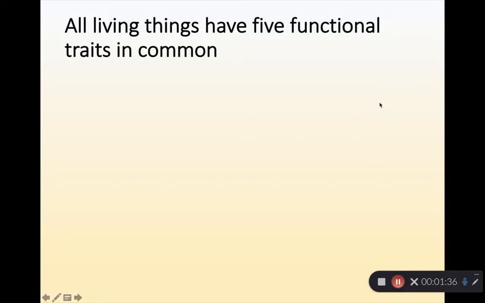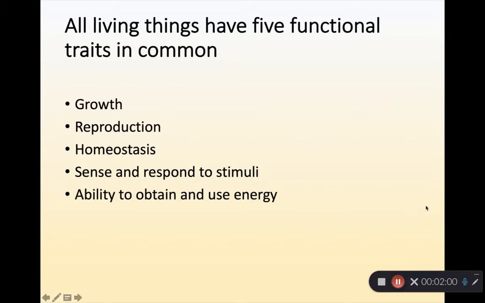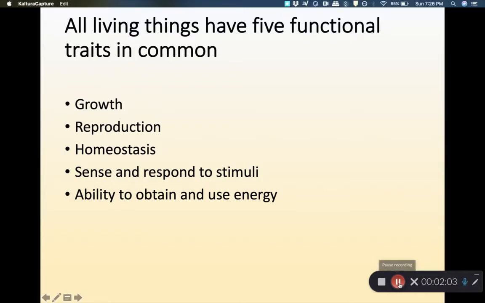So, when we start to think about characterizing life, biologists have framed living organisms to have these five functional traits. First one being growth, second one being reproduction, next a term called homeostasis, sense and response to stimuli, and then the ability to obtain and use energy. So for an organism to be considered living, it has to include all five of these traits in order to be considered a functional living organism.